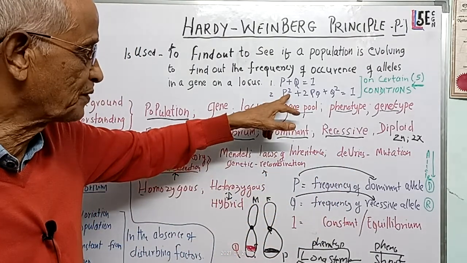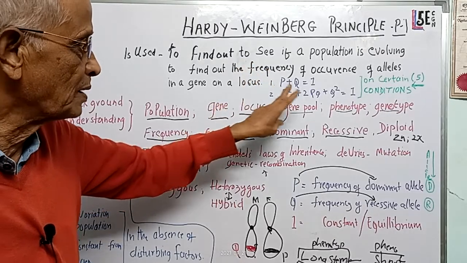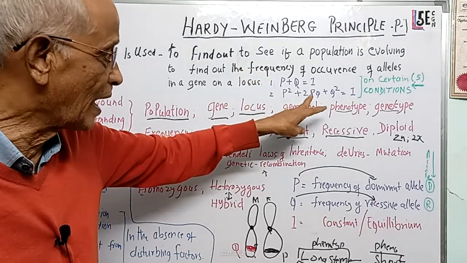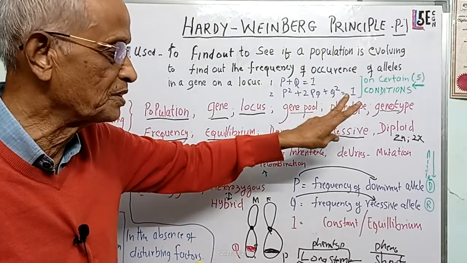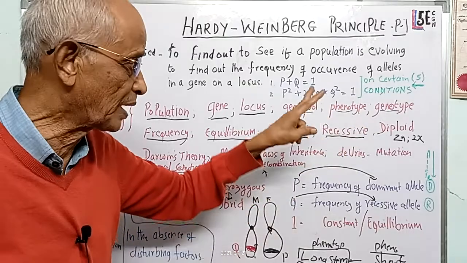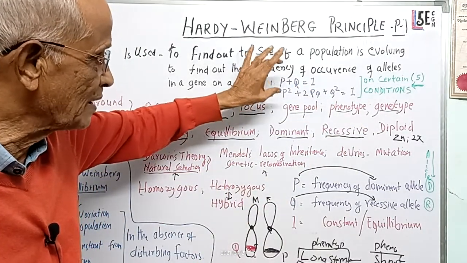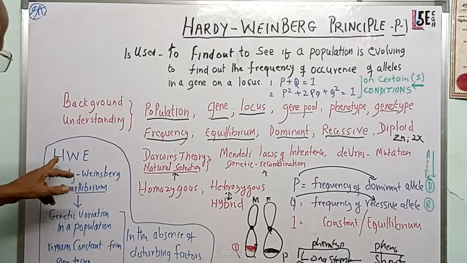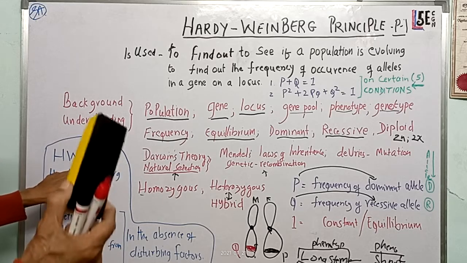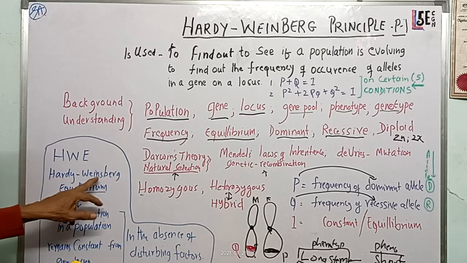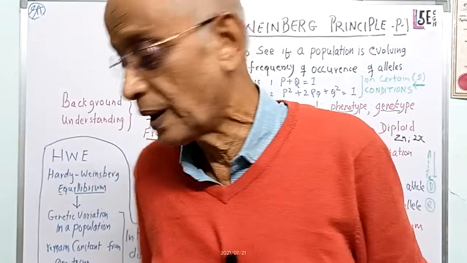Similarly, p squared refers to two alleles of the same type, 2pq will be a hybrid, and q squared will again be two alleles of the recessive type. So that is the second equation. These two equations will explain the Hardy-Weinberg equilibrium. What do you mean by that?